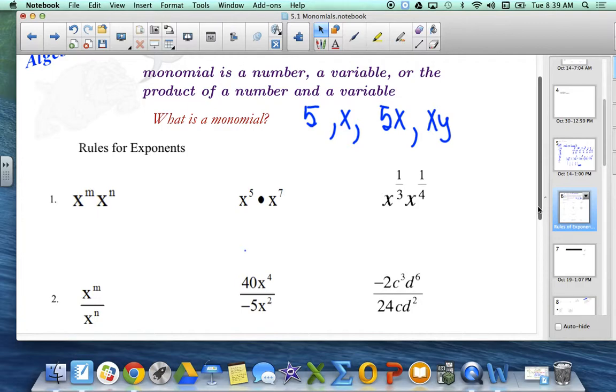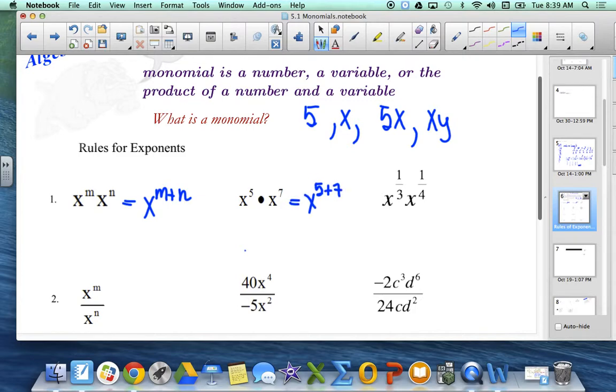So up here, I have the first rule, says x to the m times x to the n. Notice the bases are the same. If the bases are the same, you're going to add the exponents. Okay, so this would be 5 plus 7, which of course is x to the 12th. You don't have to write it out. Y'all can all look up here and see that 5 plus 7 is equal to 12. I've just written it out.